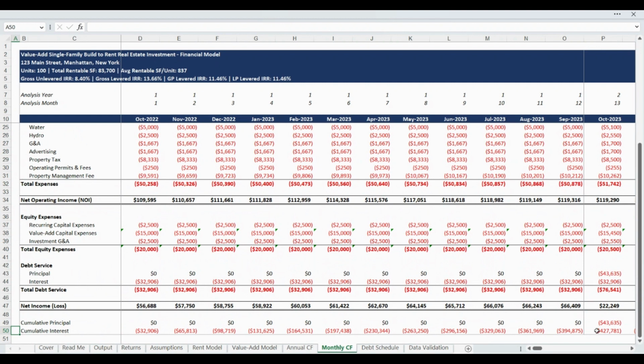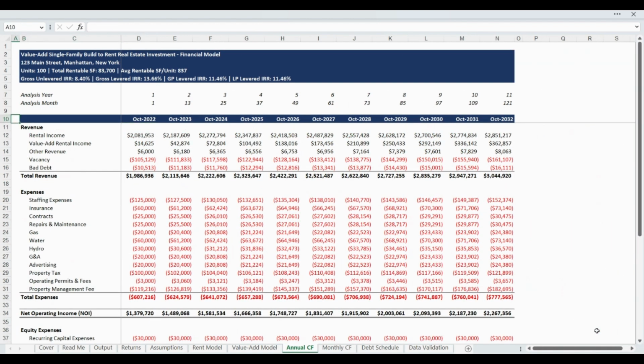Debt service, including both principal and interest, is also deducted before determining the periodic net monthly income or loss. The monthly cash flow statement concludes with a cumulative monthly tracking of principal and interest paid for quick access. Please note all Pro Forma Models financial model products come with dynamic headers highlighting key analysis and investment metrics for constant review throughout your entire financial modeling process.